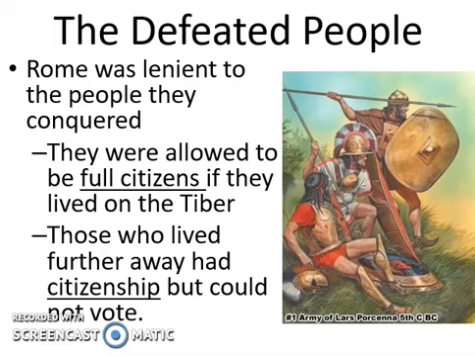The reason for this was simply a matter of convenience. Those who lived on the Tiber had easy access to Rome, and so therefore they were able to vote easier. Only Rome was the place that people could vote. That was the only location. So people had to travel in order to vote. Much easier to travel on a river than it is on land. Therefore, those who had access to the Tiber were considered full citizens. Those who lived further away and didn't really have access to Rome were considered citizens, but did not have the right to vote.